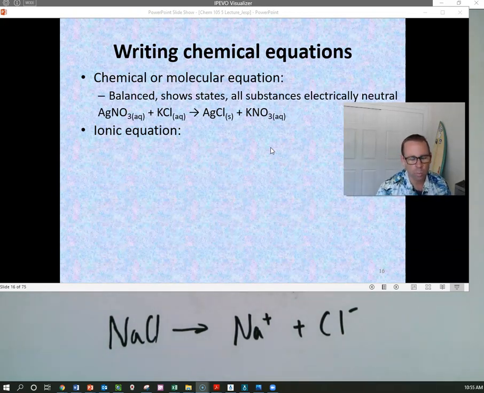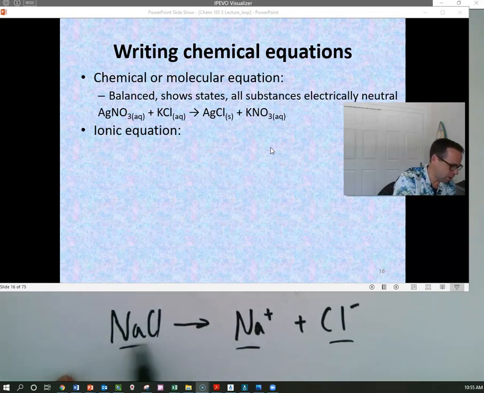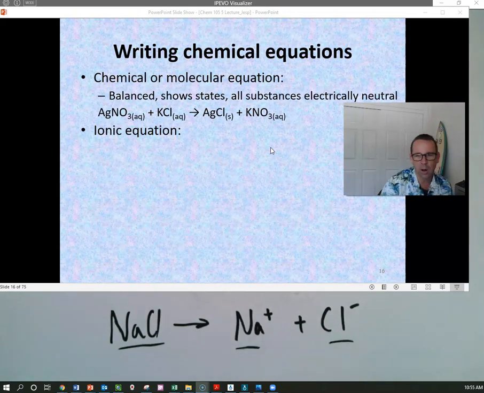So another name for these ions in solution are electrolytes. So if I put this sodium chloride into solution, the result is these electrolytes. And a strong electrolyte essentially is a compound that when you put it into solution will completely dissociate like that.